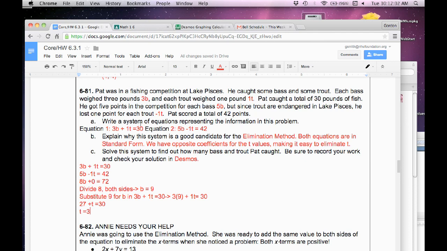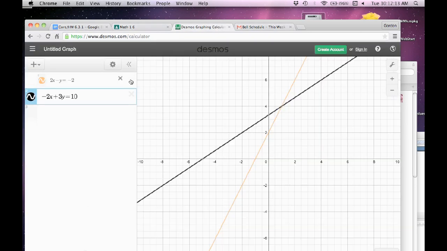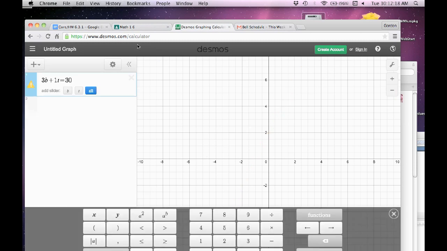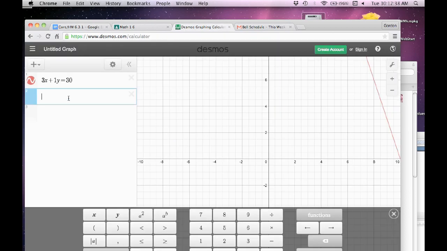But we'll go into Desmos and check our two equations to see if it's correct. First equation, 3B plus 1T equals 30. Desmos recognizes x and y, I'm realizing, so if you want to see an equation, it's always good to put them in x and y format. Not a big deal. Just change B to x and T to y, and it should be fine.